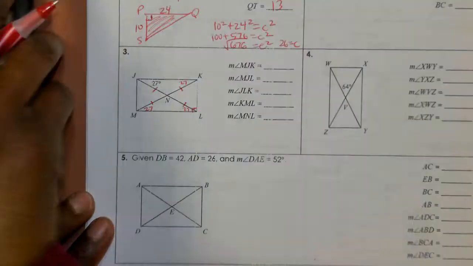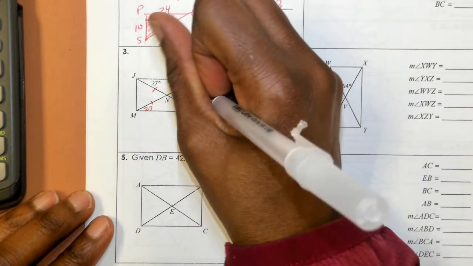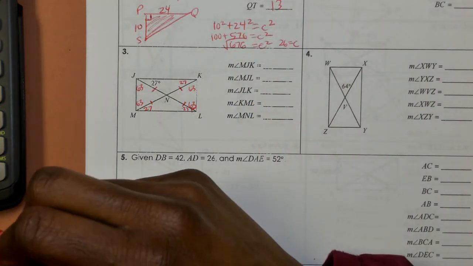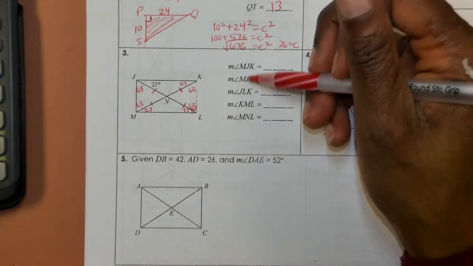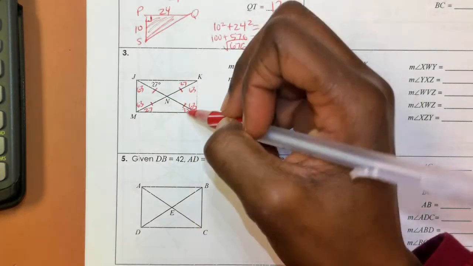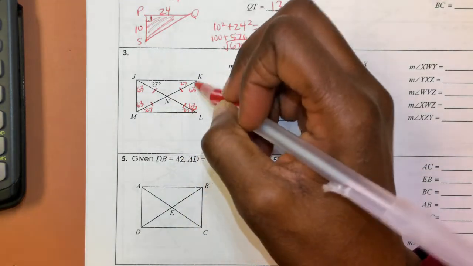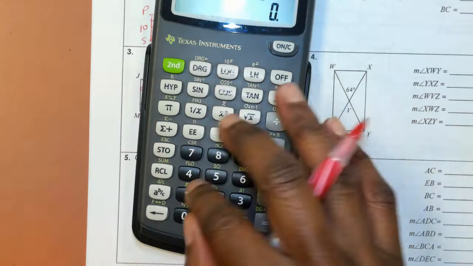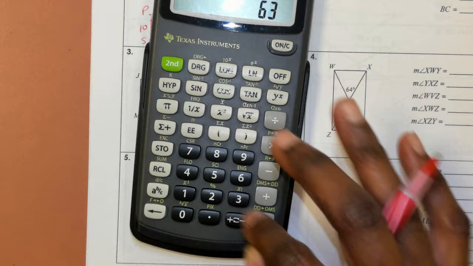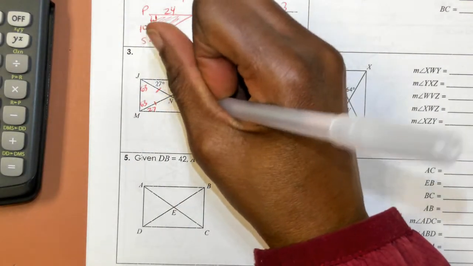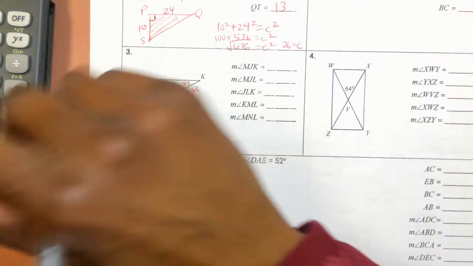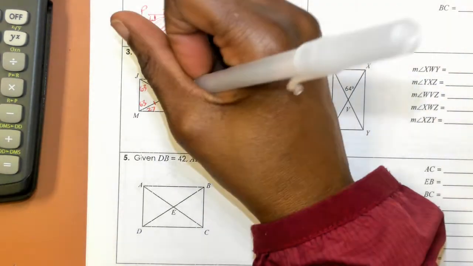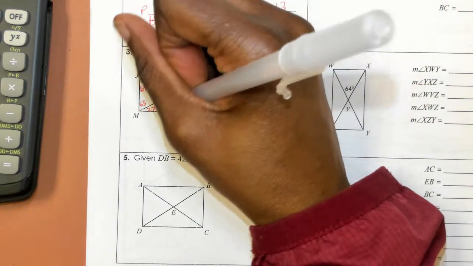So 90 minus 27 gives us 63 for all the rest of these. And then if we cared about any of the middle ones, which it looks like we do, we can use this triangle. We know two angles in the triangle, so we would figure out the third angle by doing 180 minus those two. So 54, 54, and then 180 minus 54, which is 126 for both of these.